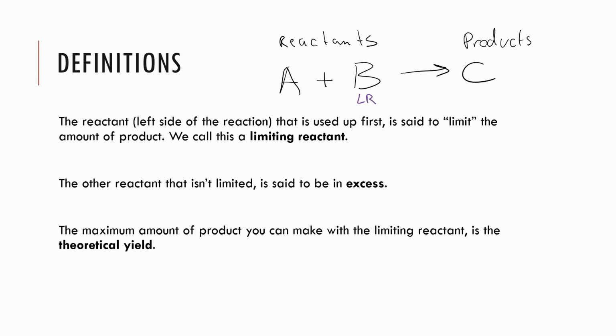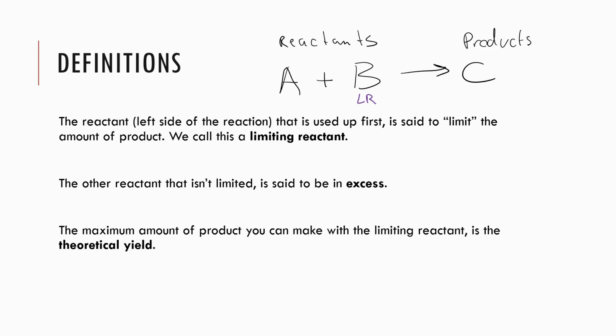So in this example, the 1 gram of B gets used up. We've created C, and there's still some A left around. In this case, A would be said to be in excess. There's still some A around after all of the limiting reactant, or B, has been used up.